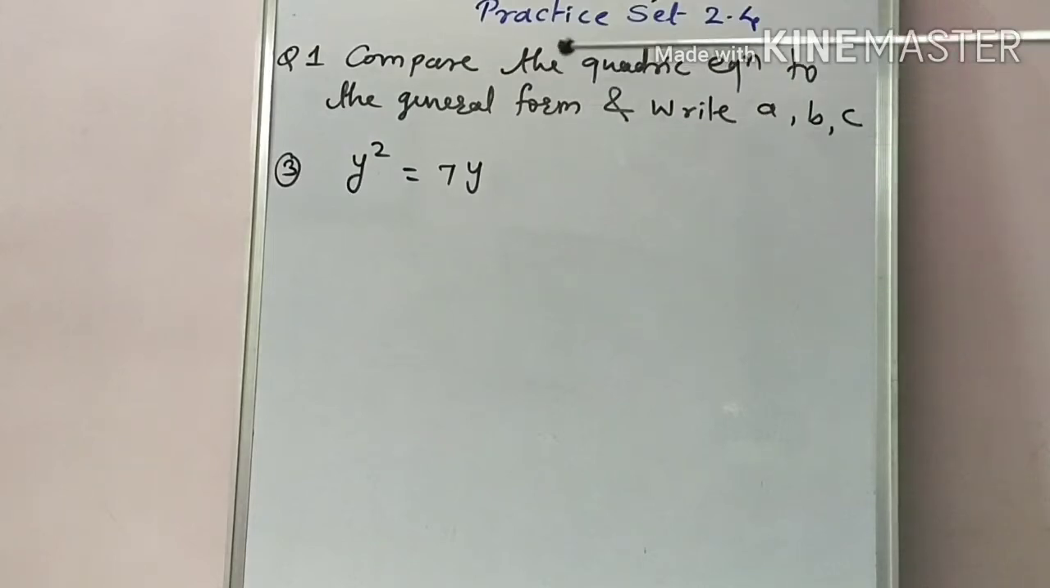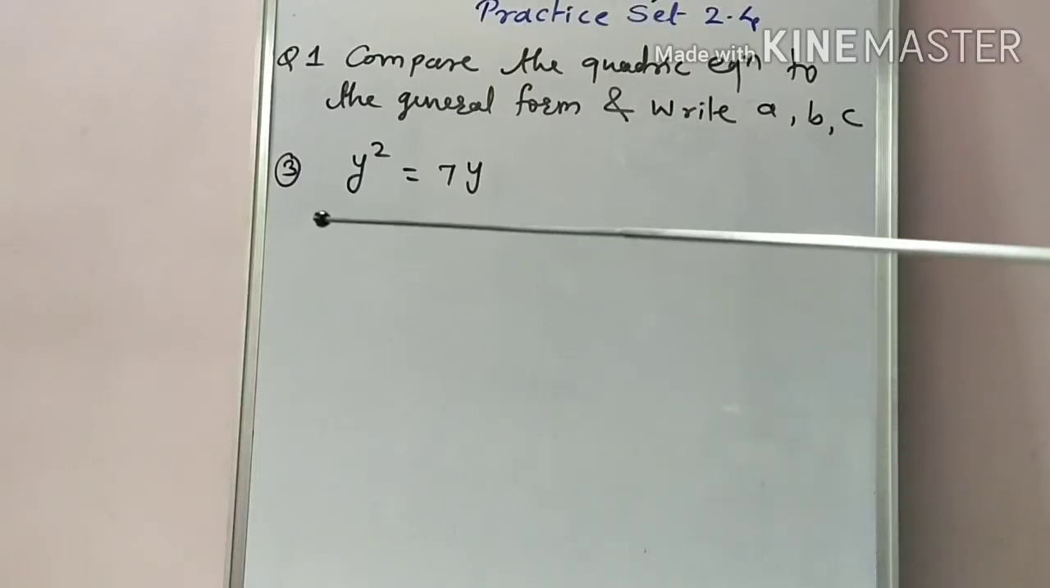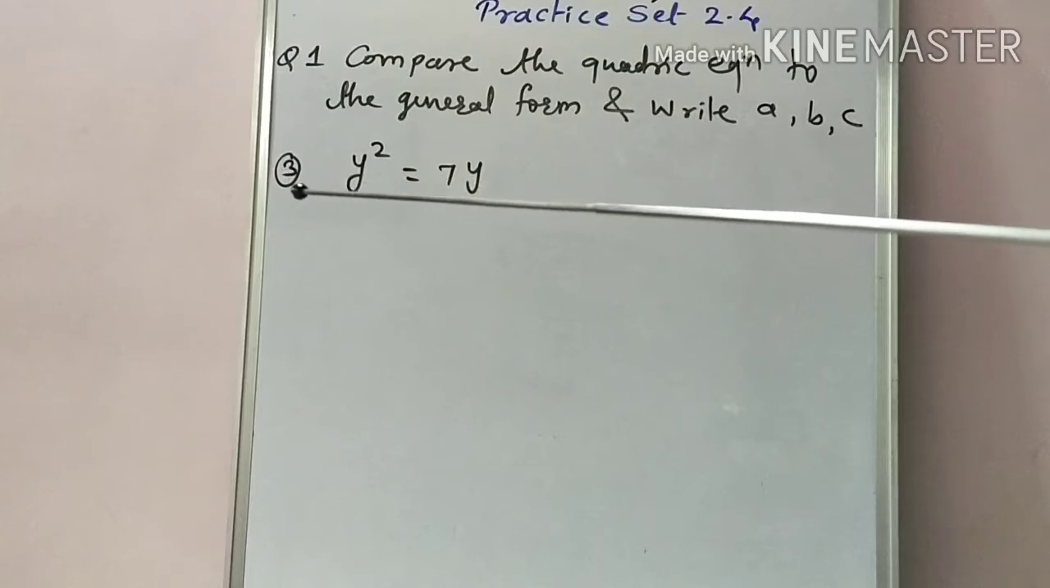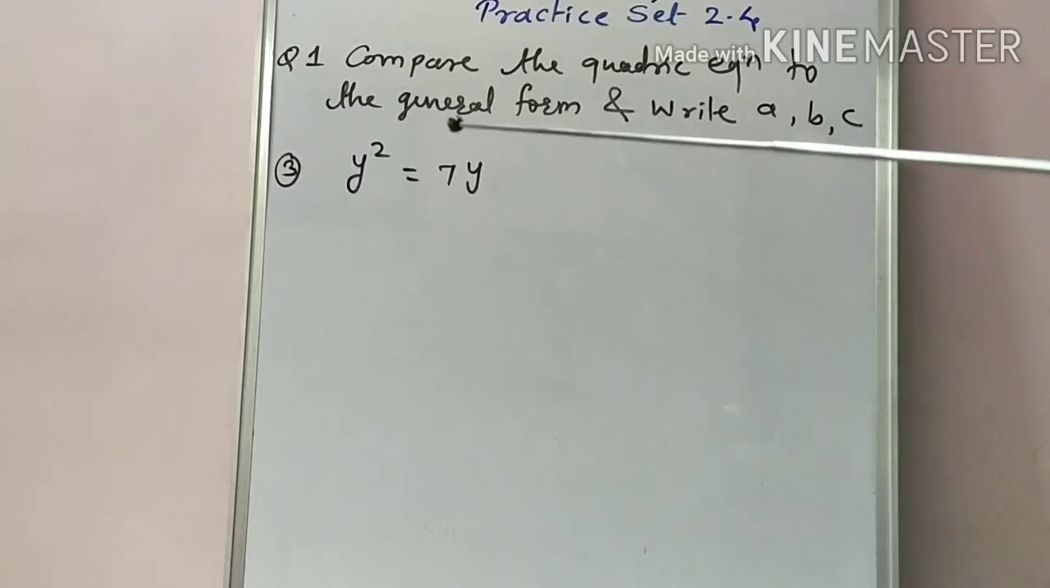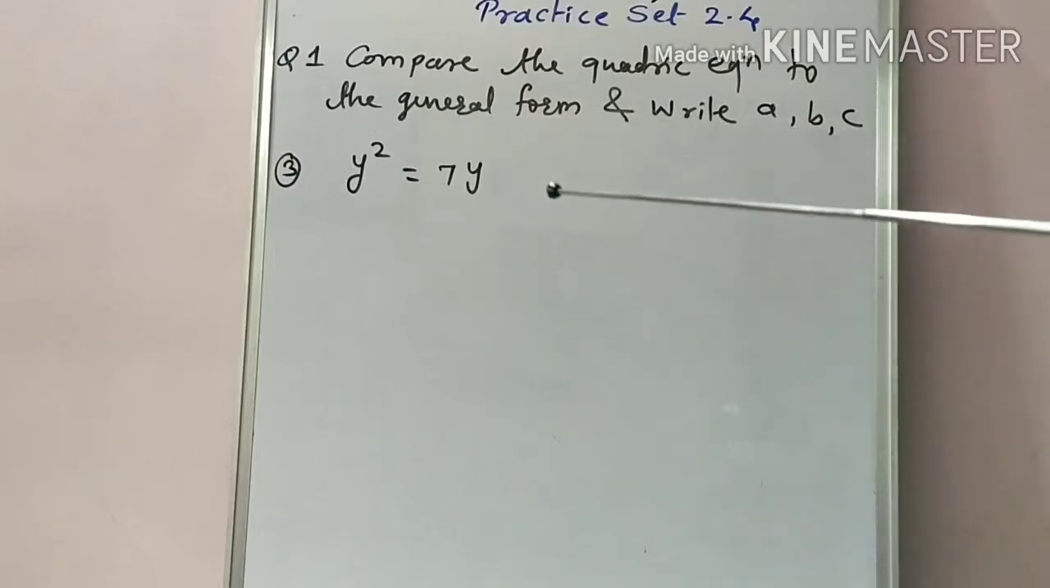The first question is: compare the given quadratic equation to the general form and write the values of a, b and c. So very simple question. We solve this third one, y square equal to 7y. So the general form is what? Ax square plus bx plus c equal to 0. So first we write down this given equation in its general form. So pay attention here.